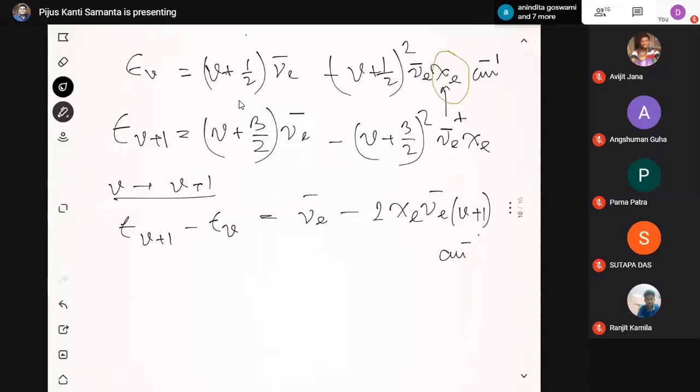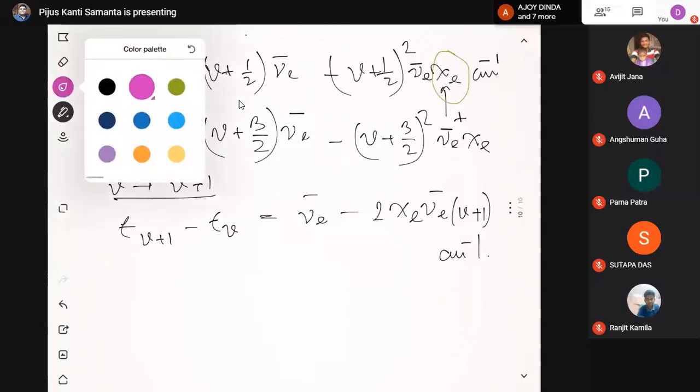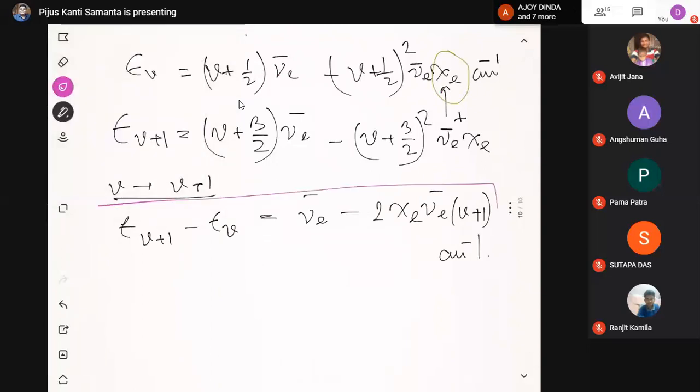So this is the governing equation, and you have to remember it because you have to calculate the energy band. So you have to remember this formula. This gives you the energy levels for transiting from v to v plus 1.